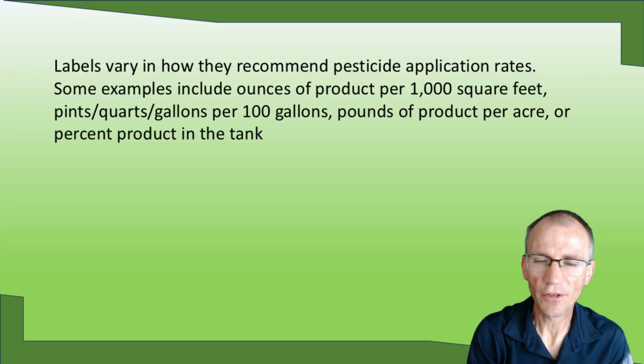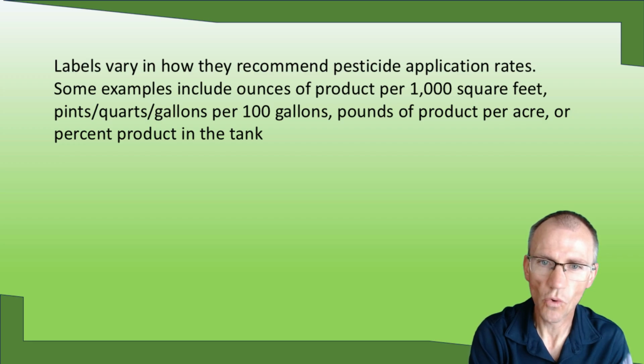You also need to understand labels vary in how they recommend pesticide application rates. Some examples include ounces of product per 1,000 square feet, pints, quarts, gallons per 100 gallons, pounds of product per acre, or percent product in the tank.